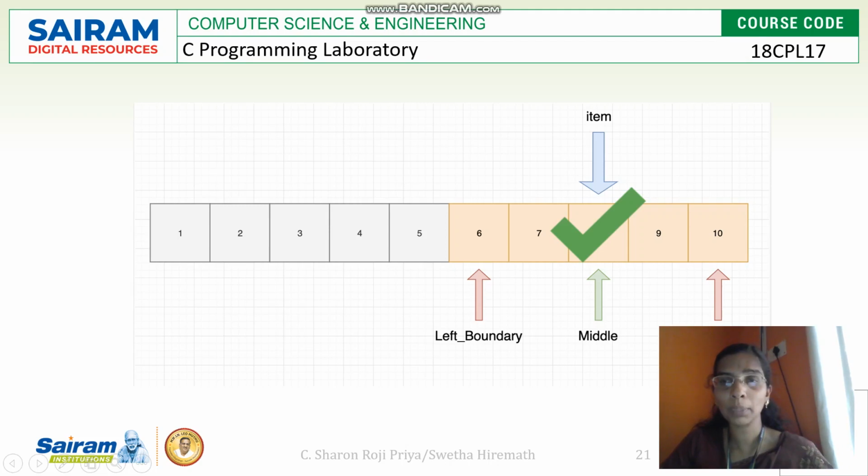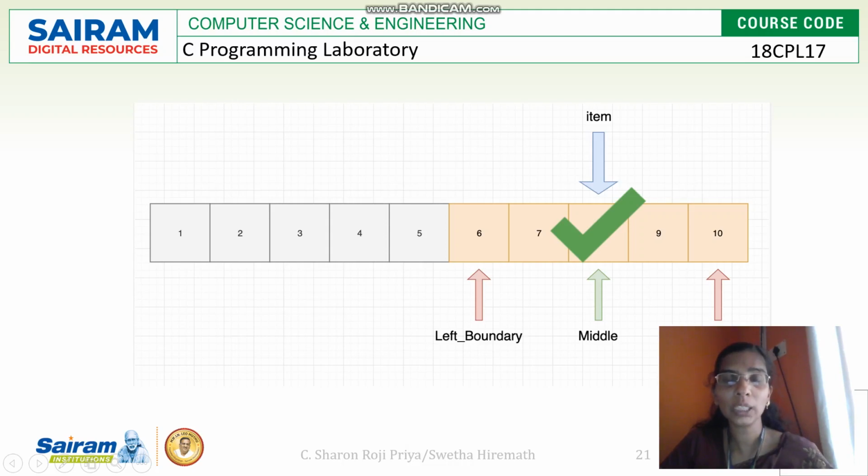Suppose your search element is 8, this 8 is definitely greater than the middle element. Middle is this position, right? It is greater than the middle element. So it is enough to search only this colored portion. So my first boundary, that is my left boundary, will become middle plus 1. Now again you are supposed to calculate the middle. When you calculate the middle, you will be here.